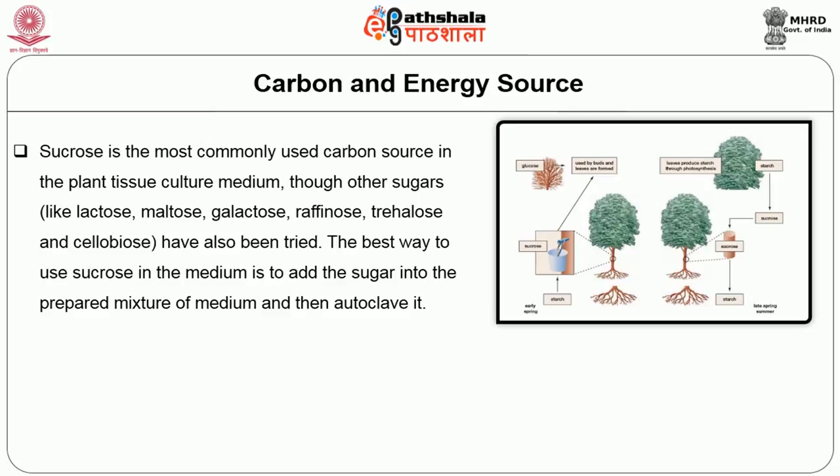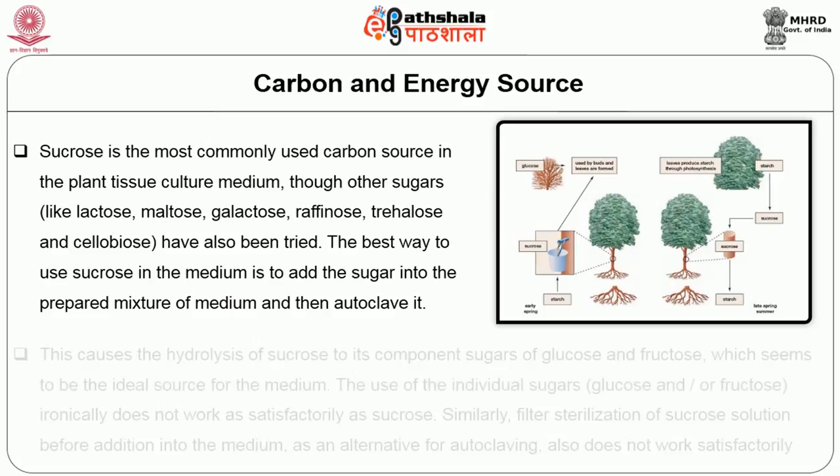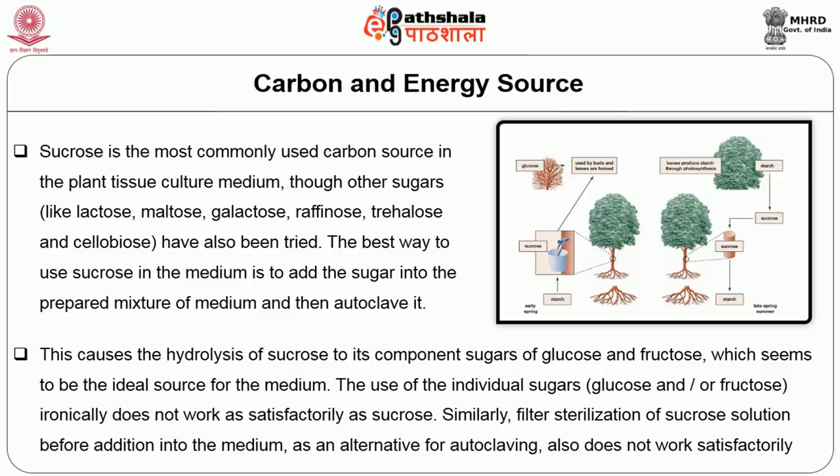Sucrose is the most commonly used carbon source in the plant tissue culture medium, though other sugars like lactose, maltose, galactose, raffinose, trehalose and cellobiose have also been tried. The best way to use sucrose in the medium is to add the sugar into the prepared mixture of medium and then autoclave it. This causes the hydrolysis of sucrose to its component sugars of glucose and fructose, which seems to be the ideal source for the medium. The use of individual sugars, that is glucose and or fructose, ironically does not work as satisfactorily as hydrolyzed sucrose. Similarly, filter sterilization of sucrose solution before addition into the medium as an alternative for autoclaving also does not work satisfactorily.